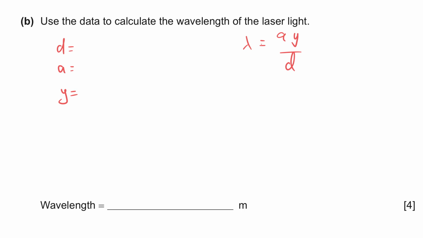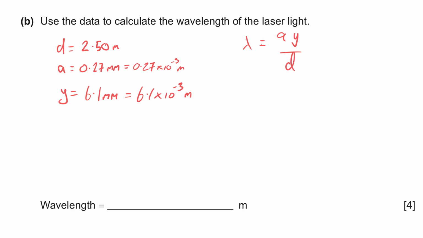So D we were told is 2.50 meters. A we were told is 0.27 of a millimeter, and we should immediately write that in meters. And Y we found to be 6.1 millimeters. So we've got our projection distance, our gap between the slits, and our fringe spacing. And I suppose we should write Y in meters as well. And now when we substitute into that fraction, every number is in meters.